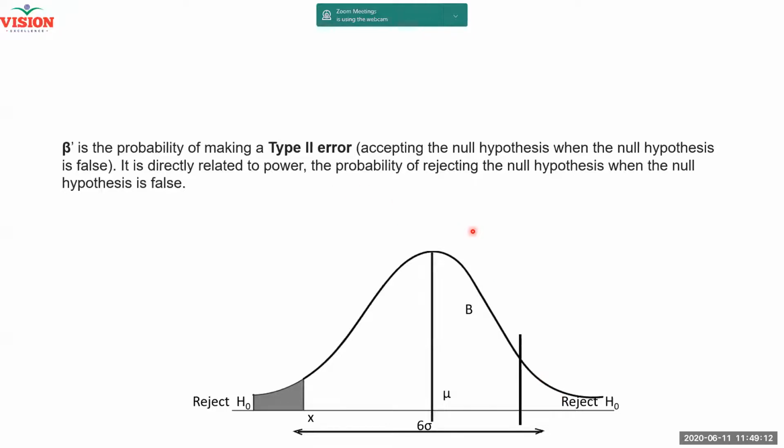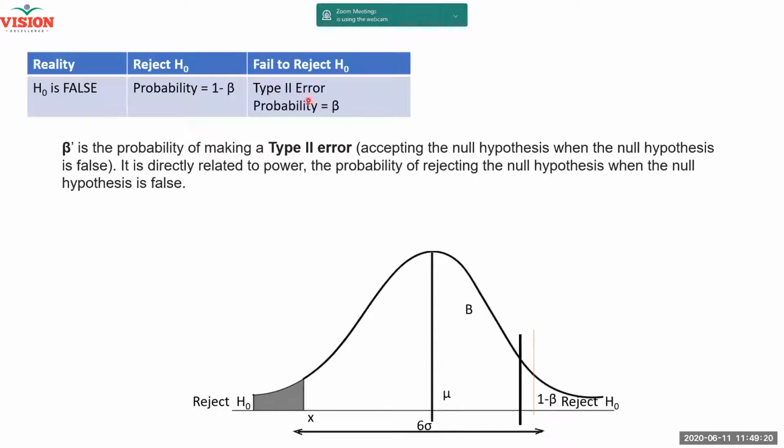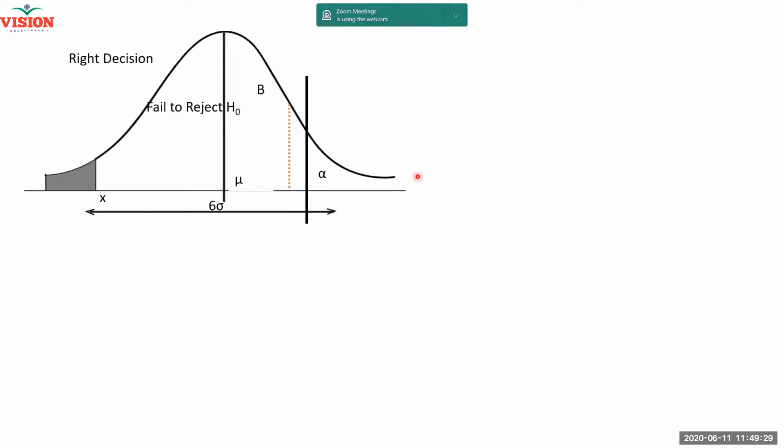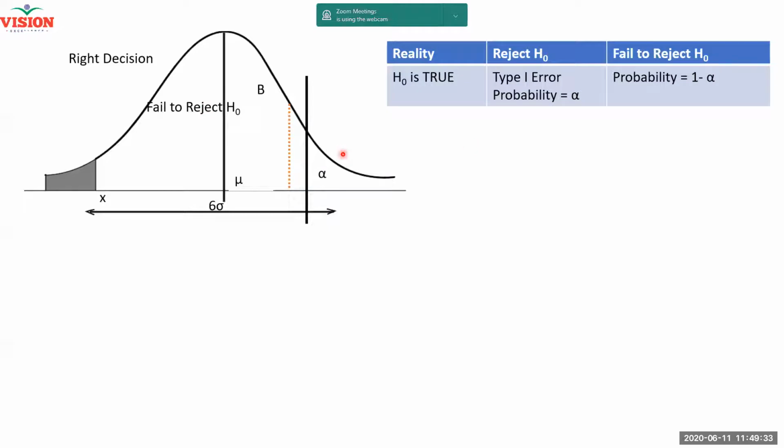Otherwise, the same area to the left or right will be the beta, the type 2 error, and power will be 1 minus beta, right? So here 1 minus beta is the power, beta is the error. Beta is the error and the probability is 1 minus beta, right? So this is a right decision because the p value is more.